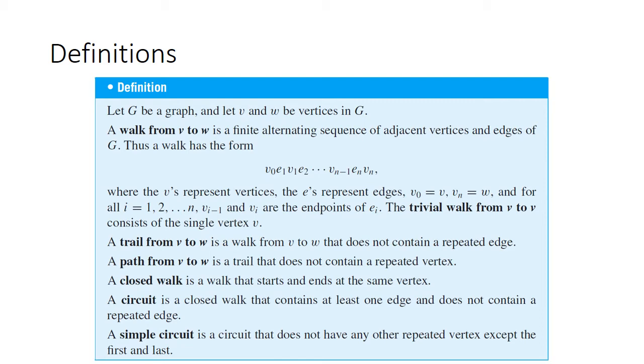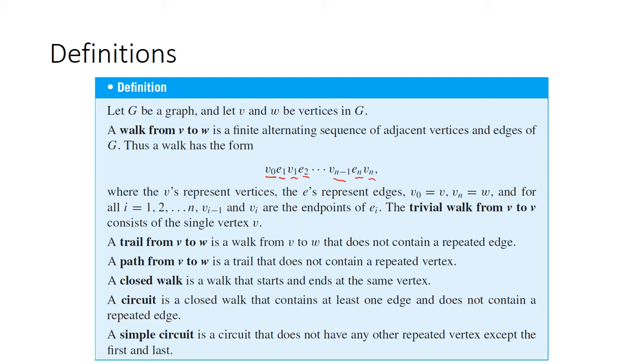You're going to walk around on the graph, and you can go wherever you want, and then you just have to write down where you've gone. And so you just alternate between a vertex and then an edge and then a vertex and then an edge, and just keep on going like that. Vertex, edge, vertex, until you get wherever you were trying to go. So all the V's there in that list represent vertices, and the E's represent edges, and then V0 is V, which is where you started at, and then Vn is W, which is where you wanted to end up at.